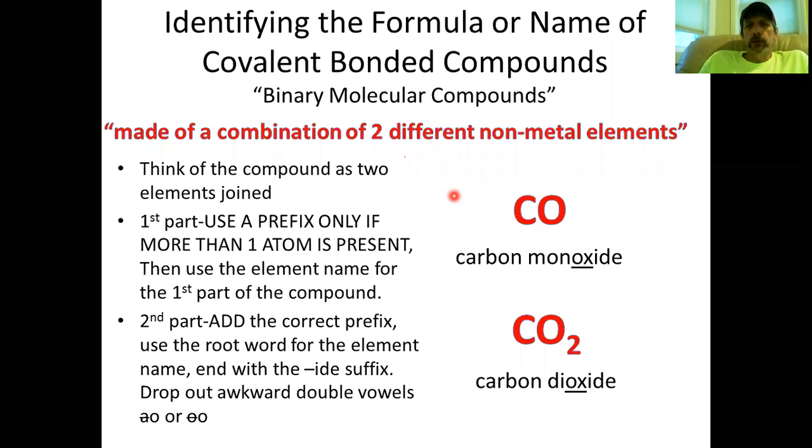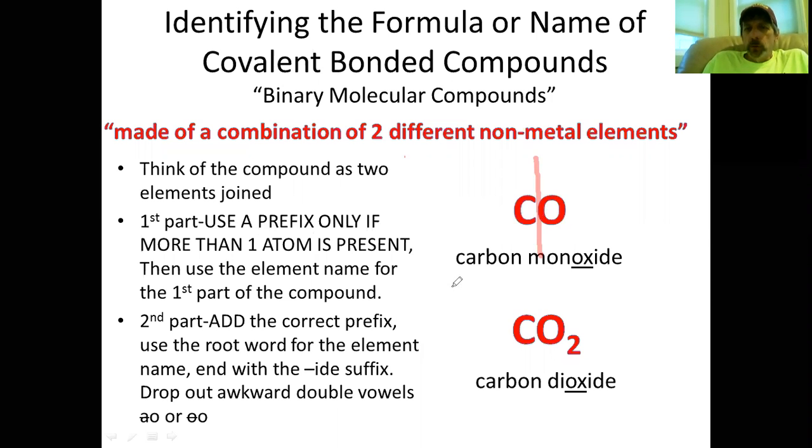So here's how it works. We think about the two nonmetal elements that are joined as being two different parts. So it's almost like in our mind, we isolate that there's two parts, right? Carbon and oxygen are our two elements that are joined. Think about it as two parts. Next thing we do is we think of the first part as needing a prefix only if there's more than one. So here there's no number after carbon, so that means there's only one carbon. There's no little subscript number after the C here.